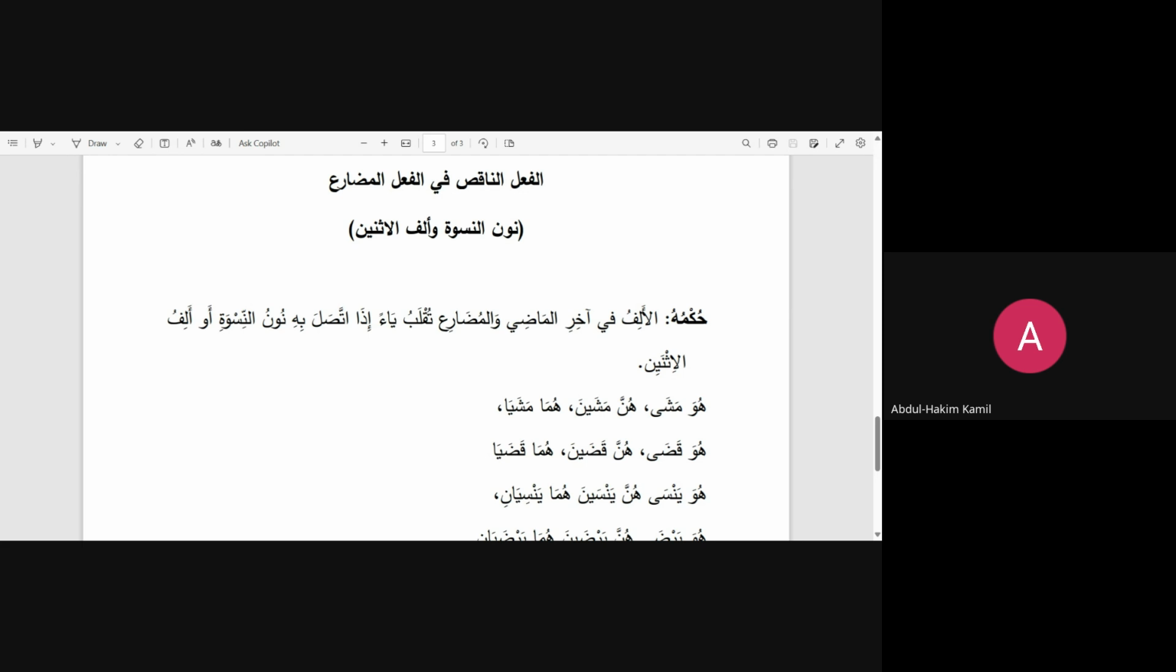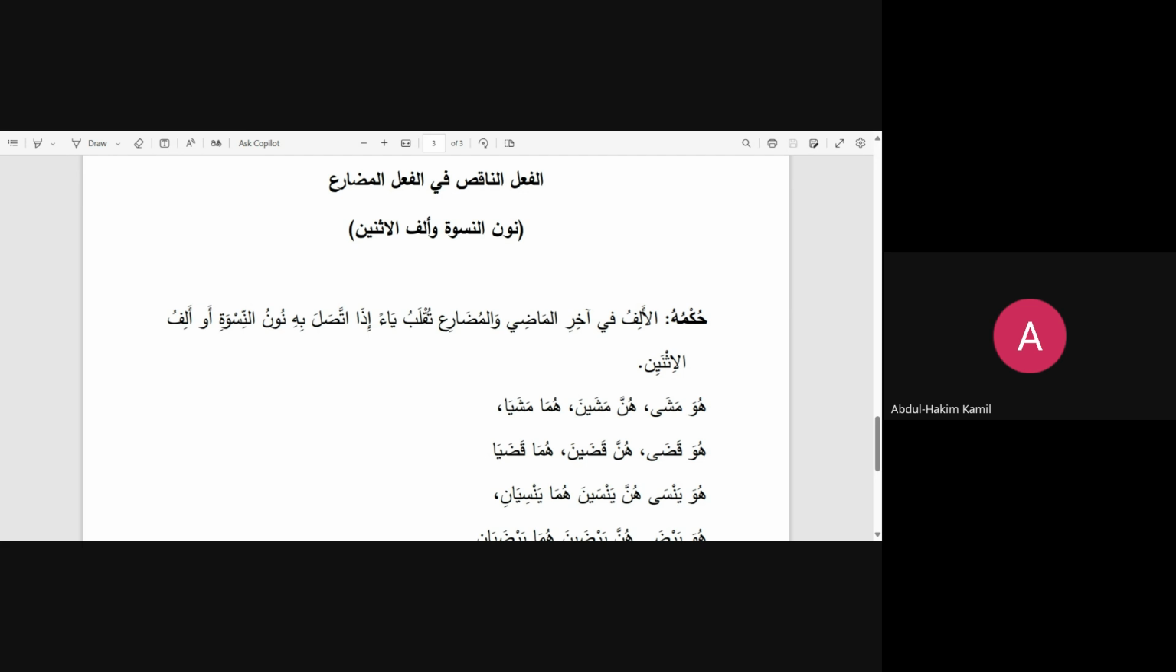Now let's go back and look at the ruling. Hukmuhu. Al-alif fi akhir al-madi wal-mudari'. And this is the rule we want to look at. If it's an alif at the end of a madi, masha. An aleph at the end of a madi, da'a. An aleph at the end of a mudari', yarda. Those are alephs. If it's an aleph, look what it says.